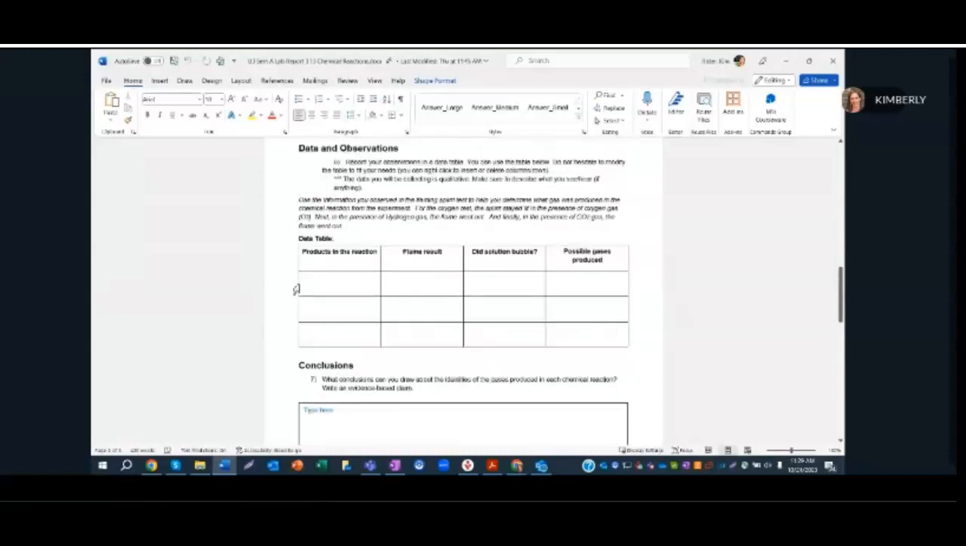So we did vinegar and baking soda here. The flame went out. We saw that it did bubble. So what possible gases would be produced here? All right, I'm going to let us refocus the chat real quick so we can go through the lesson, and you guys can work on that at the end of the session.